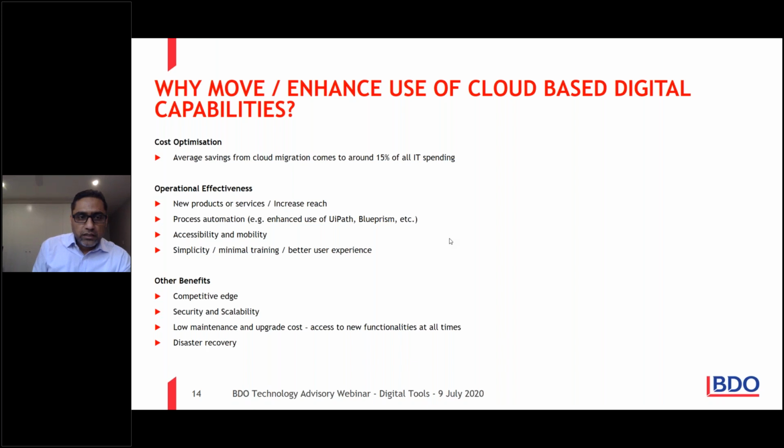So while we started this whole discussion around IT cost optimization, the message that I wanted to share with everyone is that the digital capabilities that are coming into the market, they are delivering not only the cost optimization, but they are also big on operational efficiency and the other benefits that we discussed.